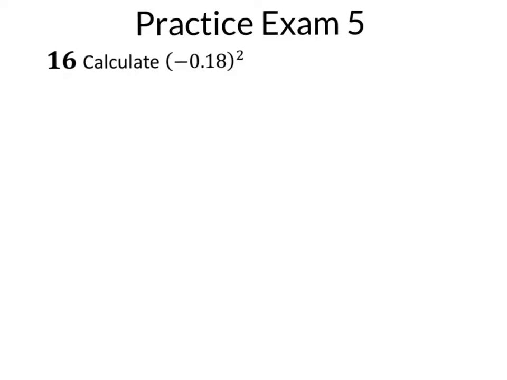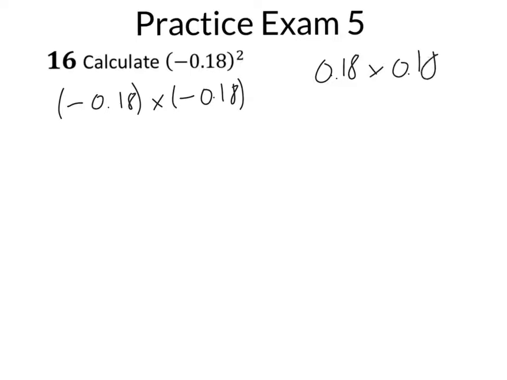Question 18, we've got negative 0.18 and that's squared, which means you're multiplying that number by itself. So starting off, I'm going to ignore the negatives and look at what is 0.18 multiplied by 0.18. To multiply decimals, we can ignore the decimals and look at what 18 multiplied by 18 is. So what's 18 times 18?